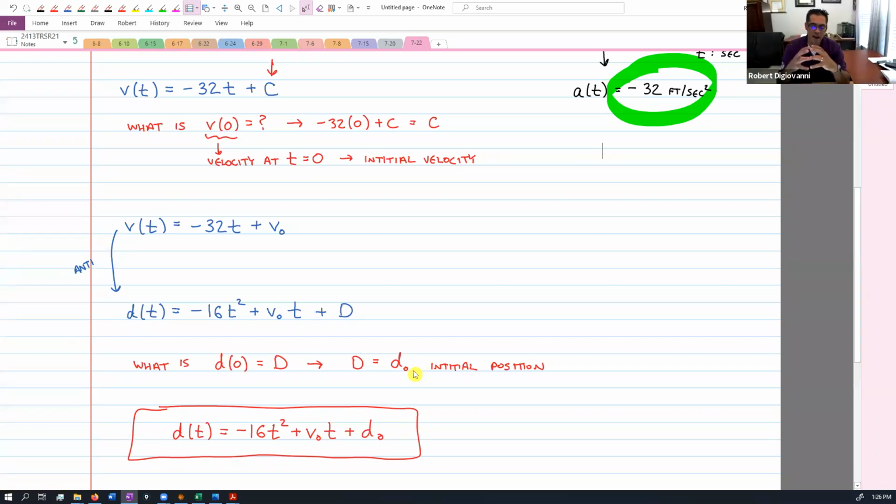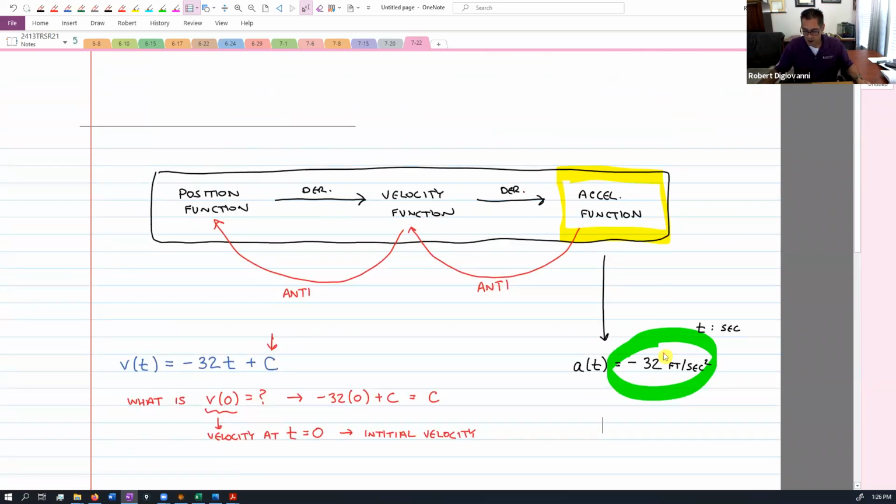Every massive object in the universe that has a constant gravitational acceleration will have a position function. If you drop something on that planet, its position will always be a quadratic function. Why? Because when you start with constant acceleration, your first antiderivative will make a t appear, right? And then your second antiderivative will turn the t into a t squared. So you'll always go from what? Constant to linear to quadratic.